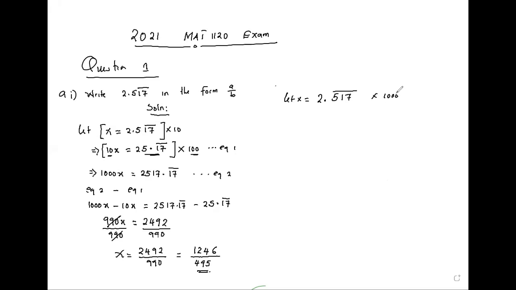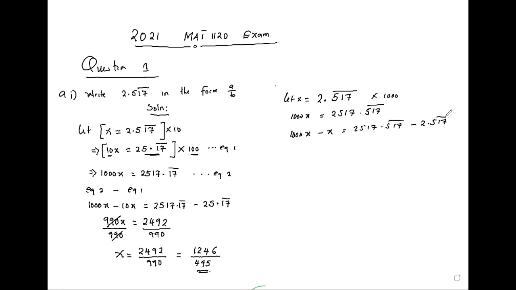So you're going to have 1000x is equal to 2517.517 bar. And then you're subtracting now this: 1000x minus x is 2517.517 bar minus 2.517 bar. That's how you subtract.